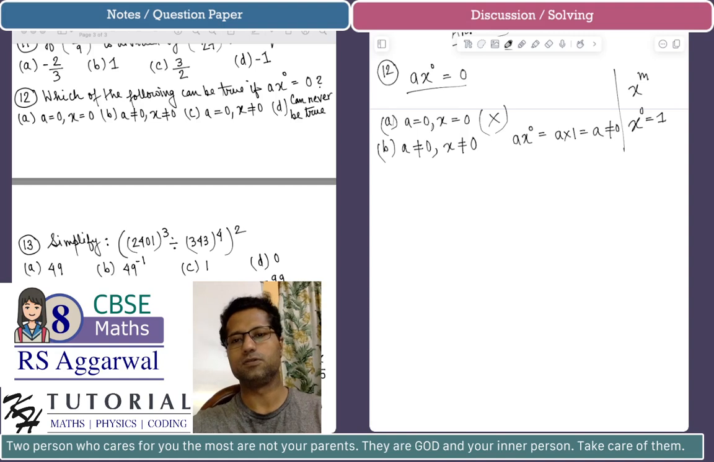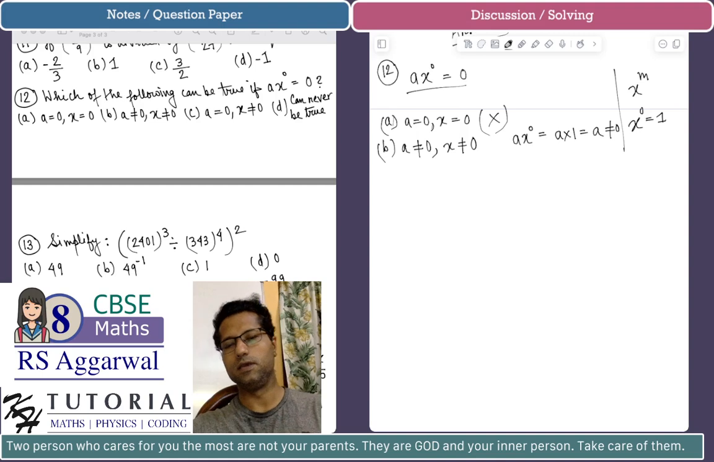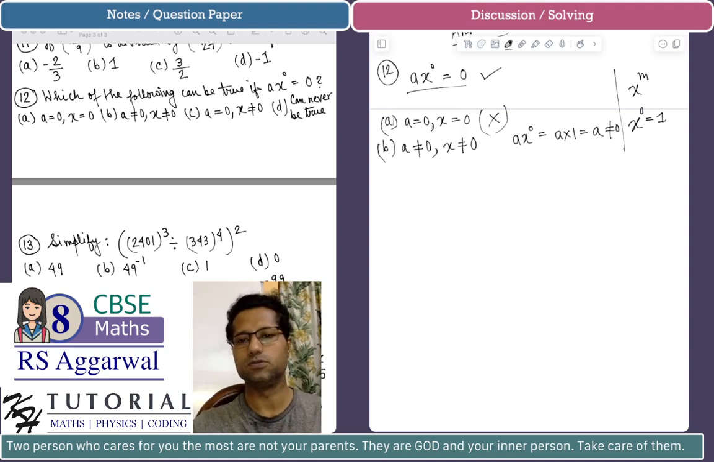This will violate the equation, because in the equation it is given that a x to the power 0 is equal to 0. So B cannot be true, because if B is true, this equation will not be satisfied. The right hand side will not be equal to 0. So choice B is also incorrect.